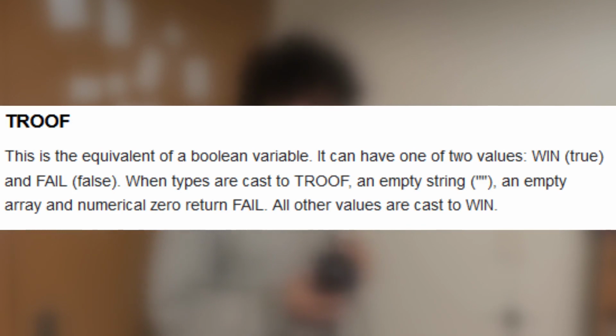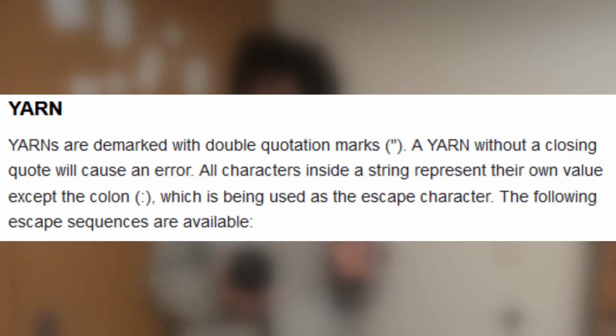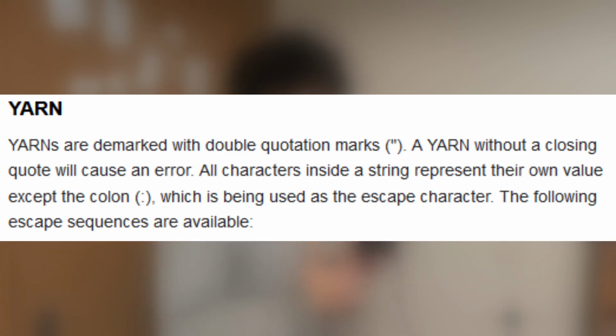Truth is a Boolean value. You can assign to truth one of 2 values, either win or fail. Number and numbar are int and float respectively. They basically act exactly how you expect them to. Yarn is a string value, which, yeah. Yarns act mostly how they do in other languages, except for the escape sequences. While many other languages might use a backslash, LOLCODE uses a colon, which will make sense in a second.